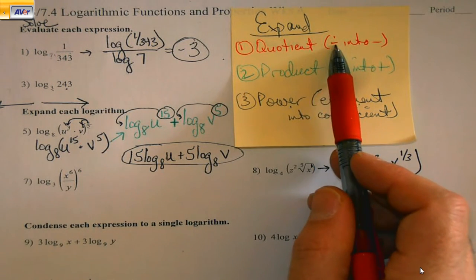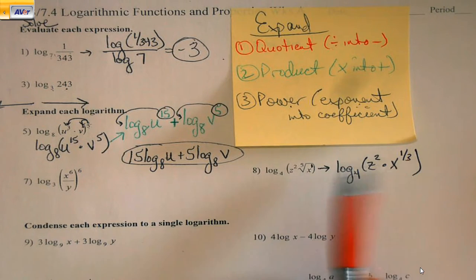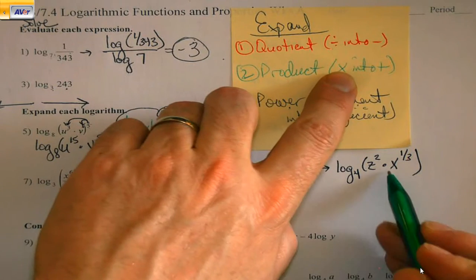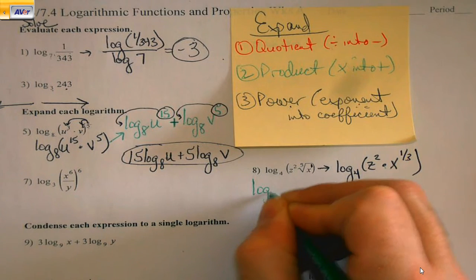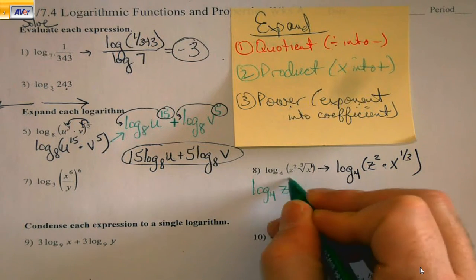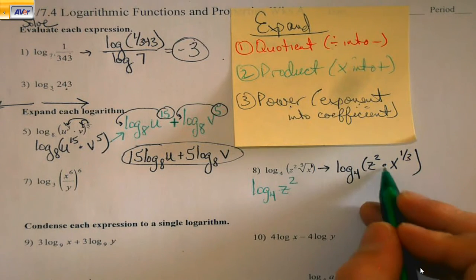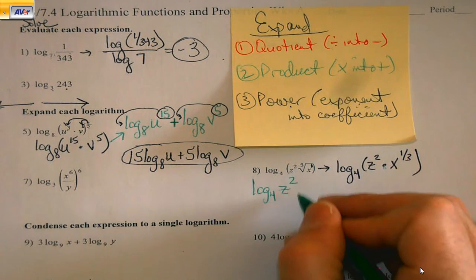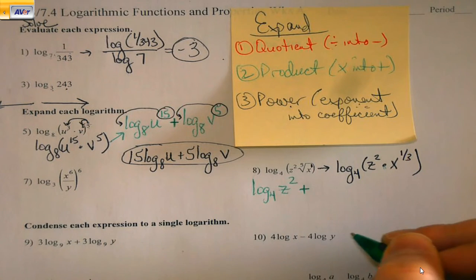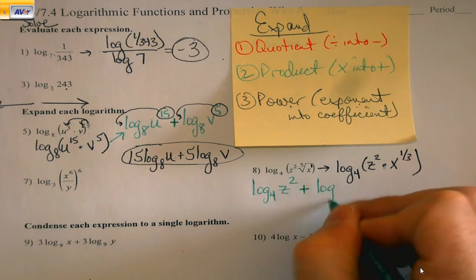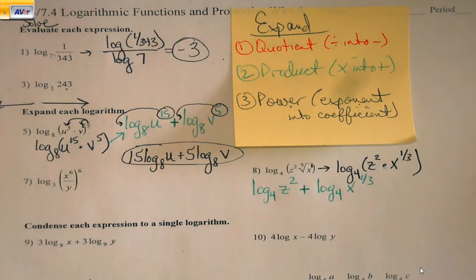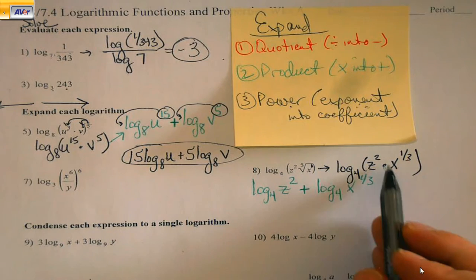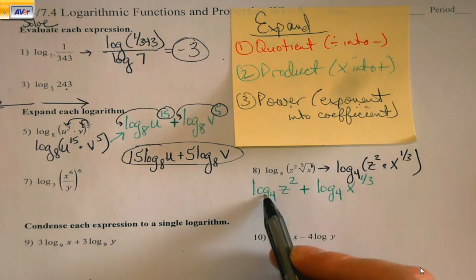Do I have any division? Do I have a fraction anywhere? Well, except for my exponent. But no, I'm not dividing anything. Do I have a product? Am I multiplying? Yep, right there. So I rewrite the first part, log base 4 of z squared. And then when the multiplication dot would be there, I put my plus. I rewrite my log. Okay. Times disappeared. Now I've got 2 logs.